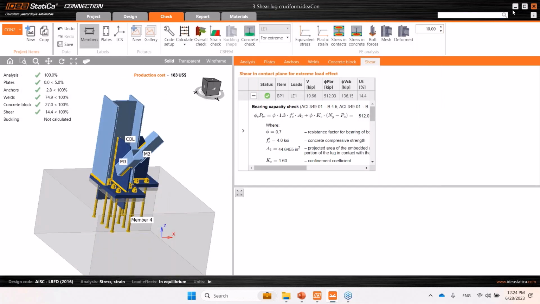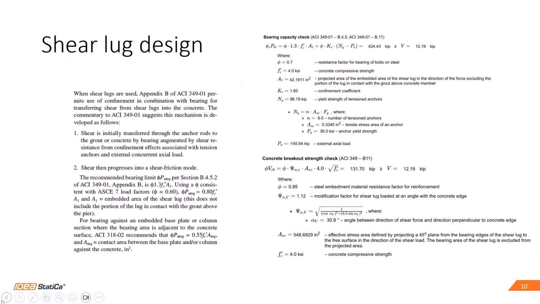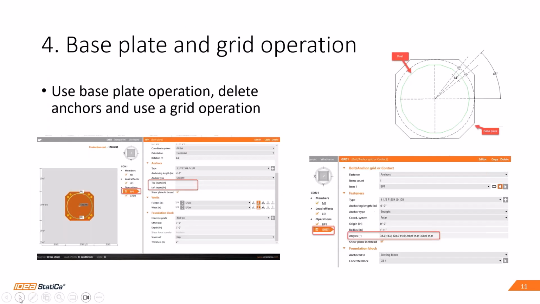Okay. So now let's go back to the presentation to jump into the next one. This is the part that I was telling you. This is the part on design guide #1. So here we have the formulas recommended, and these are the formulas that we are using for that. All right. Let's go back. Let's go to the 4.1. This, for example, is to show you how to combine base plate operations and anchor grid operation.